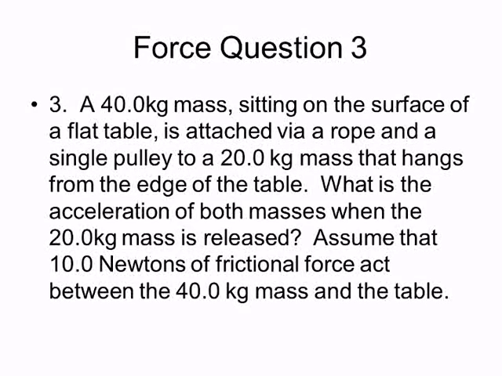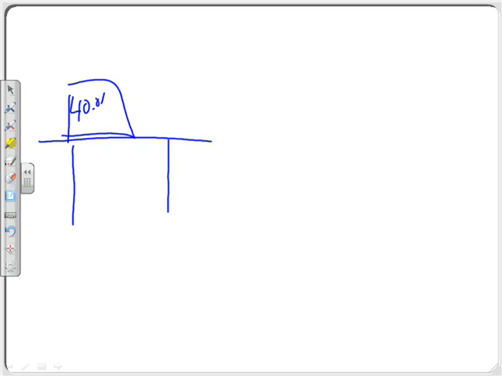First thing we need to do is draw a picture. And the picture might look something like this. Let's draw a table first. We have the 40 kilogram mass sitting on the table. It's attached up via a rope. And let's put in a pulley right here. This will be our pulley. To the 20 kilogram mass. It's hanging off the edge of the table.